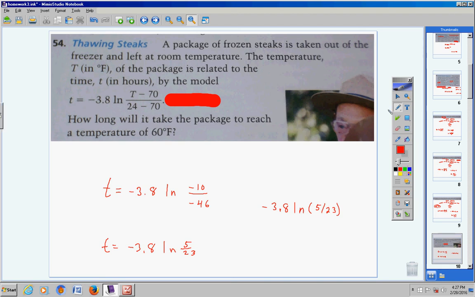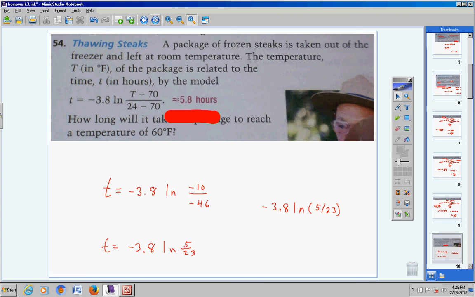If you do that correctly, you will get 5.799, and they've rounded it to 5.8 hours. So if the temperature of the frozen steaks is 60 degrees, then the package has been out for 5.8 hours. Guys, we're just taking all kinds of scenarios and practicing using logarithms.